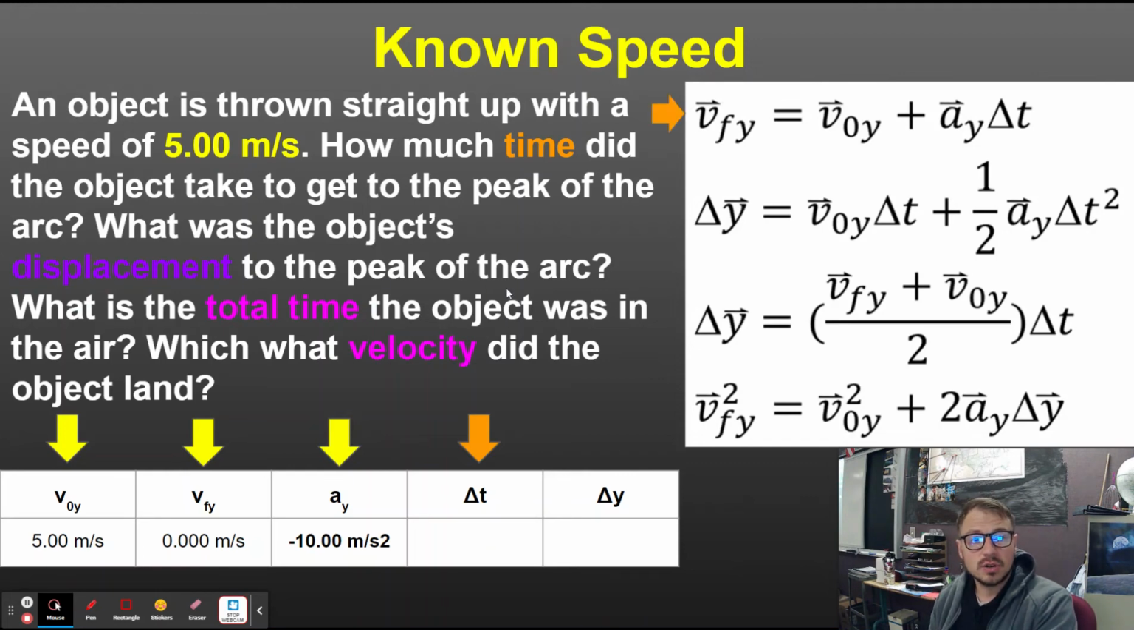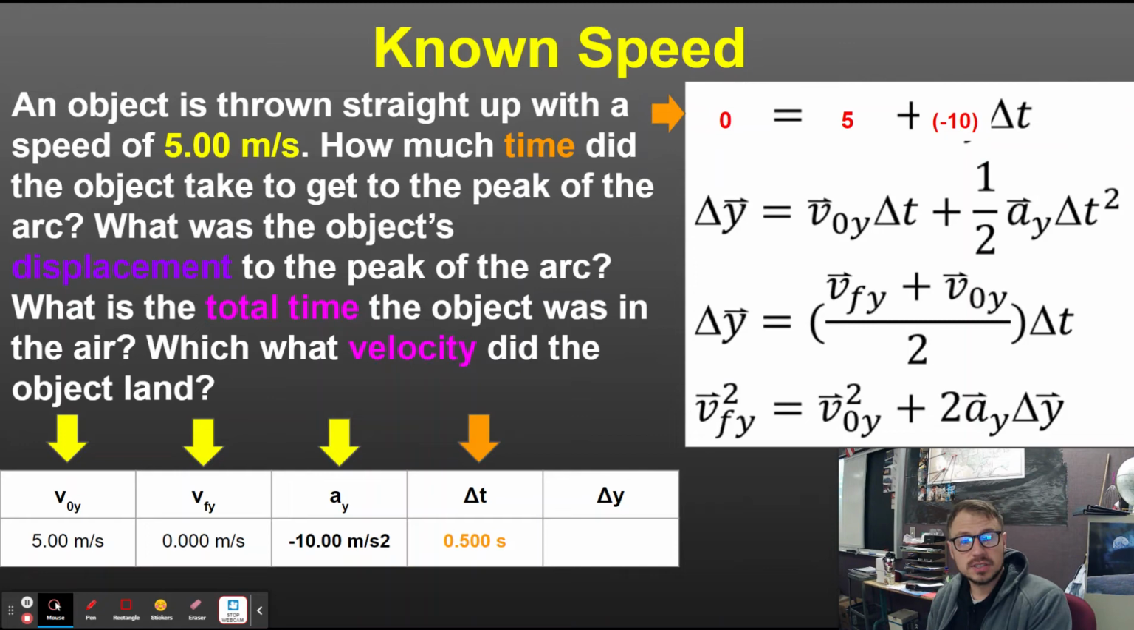I look for the equation that has all four of these variables. It's going to be that top one. I plug everything in and I solve for the time interval. I get half a second. So now I can solve the displacement.